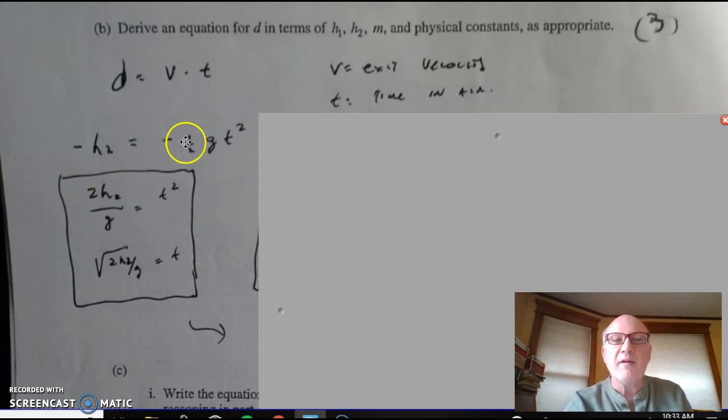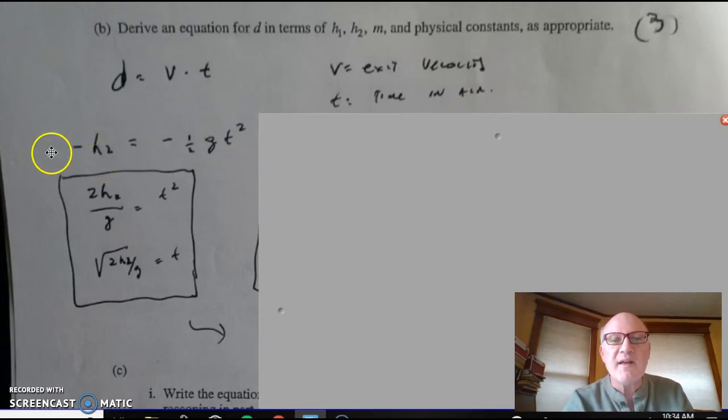Using the second of our kinematic equations, where x is equal to x0 plus v0 delta t plus 1 half a times time squared, recognizing that the distance it would fall would be minus h2. The initial position we could call 0. The initial velocity in the y direction we call 0. And so we're just left with minus 1 half g times time squared. Okay, minus because the acceleration is downward, and minus h2 because it's falling downward.